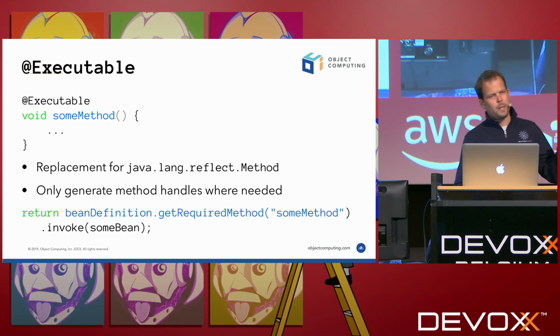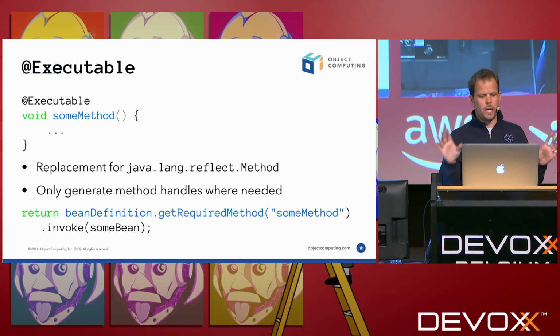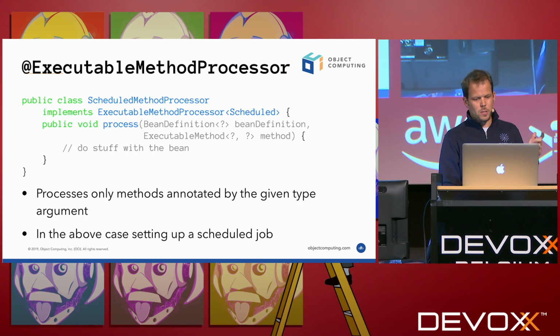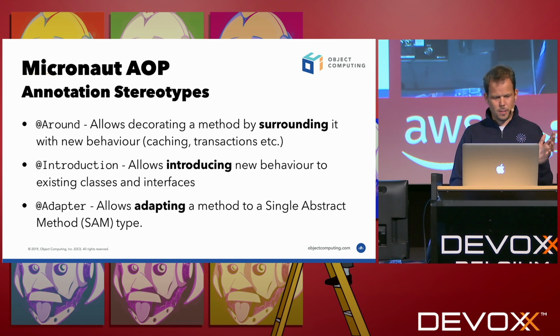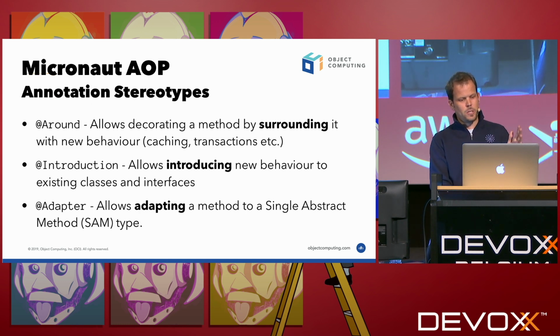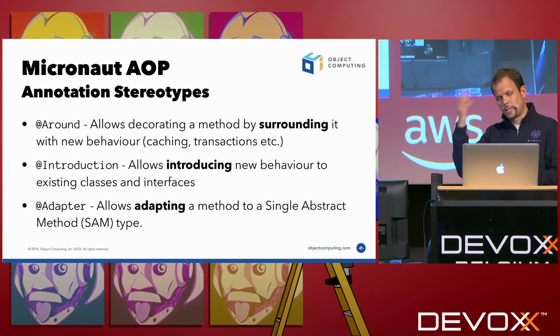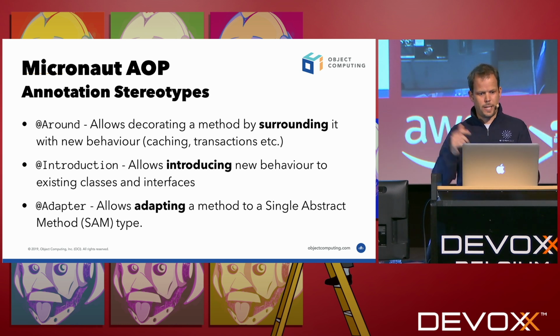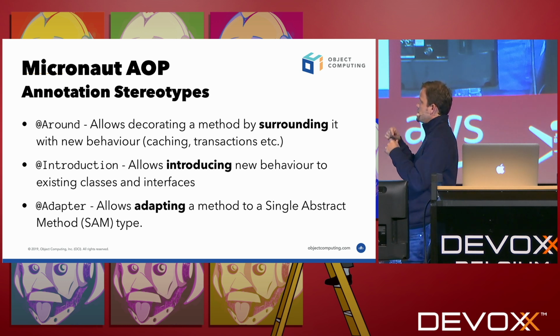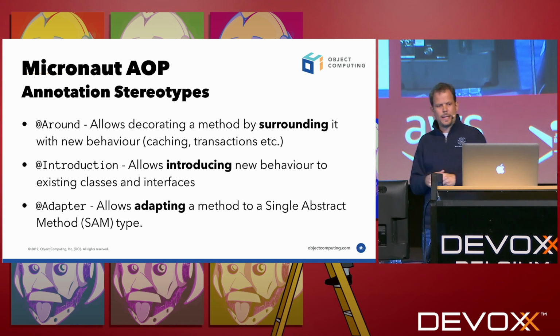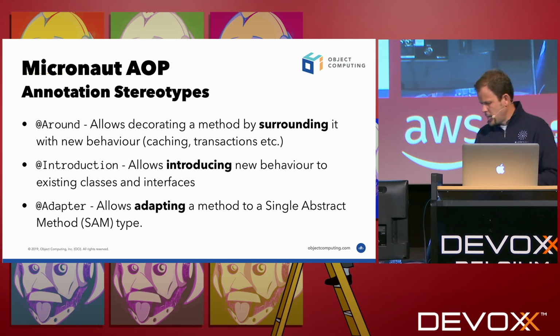Now, normally in a typical Micronaut application code base, you don't see @Executable. Why? Because it's used as a meta annotation. I'm going to skip that slide because I'm running behind. But basically, it's used as a meta annotation on other annotations, so an annotation on an annotation, and Micronaut AOP uses it extensively. Every single AOP type in Micronaut is itself annotated with @Executable.